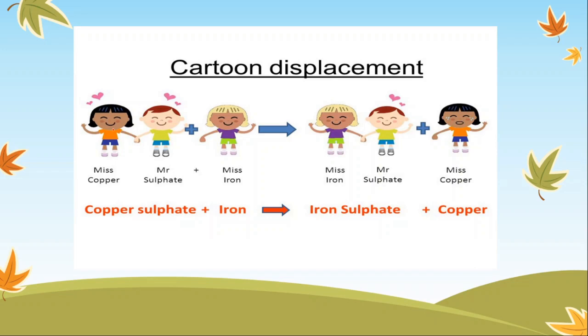We have a picture over here simply to elaborate more on the example we have just studied. Miss Copper and Mr. Sulfate: the copper sulfate solution we just studied, and Miss Iron with the iron nail we kept in the copper sulfate solution. Then what will happen? The new bond between Miss Iron and Mr. Sulfate is going to form, and Miss Copper will be left in the solution. A new bond between Mr. Sulfate and Miss Iron will be formed.